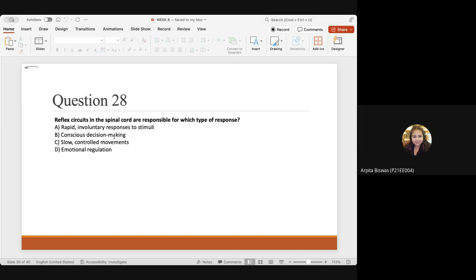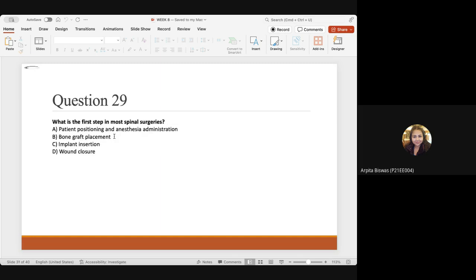So the right option is option A, rapid involuntary responses to stimuli. Okay. So next is question number 29. What is the first step in most spinal surgeries? So first option is patient positioning and anesthesia administration.